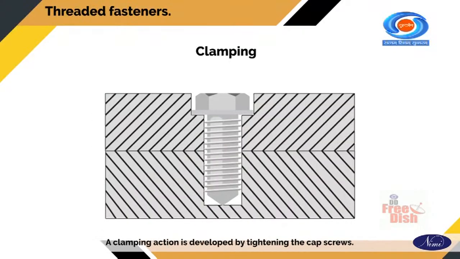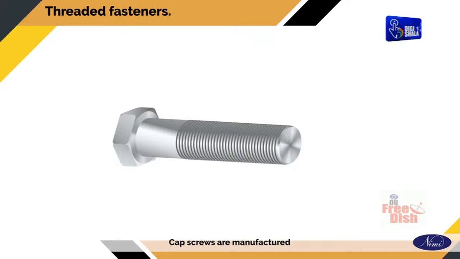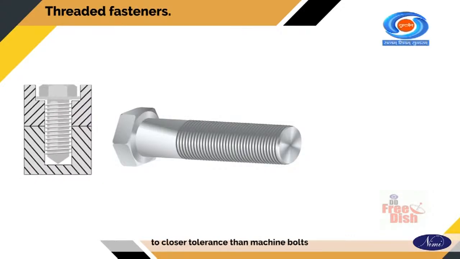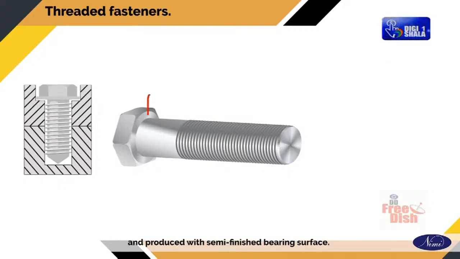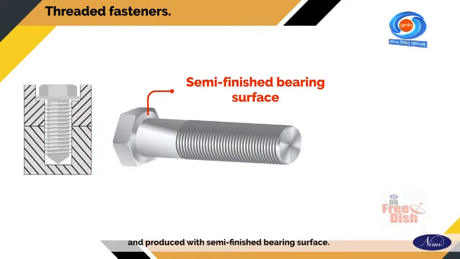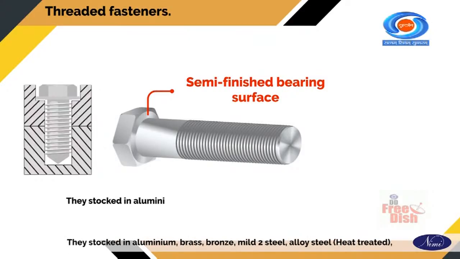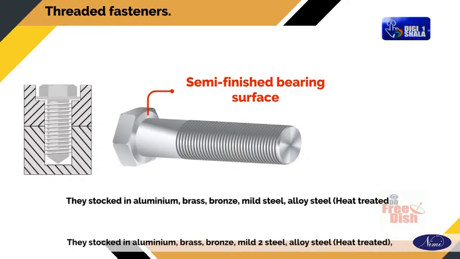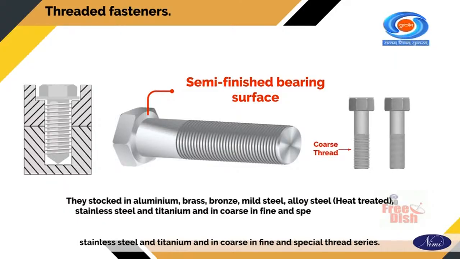A clamping action is developed by tightening the cap screws. Cap screws are manufactured to closer tolerance than machine bolts and produced with semi-finished bearing surface. They are stocked in aluminium, brass, bronze, mild steel, alloy steel, heat-treated, stainless steel and titanium, and in coarse, fine and special thread series.